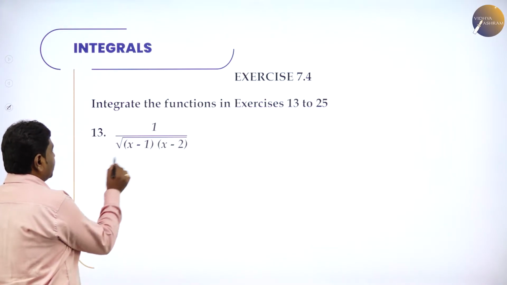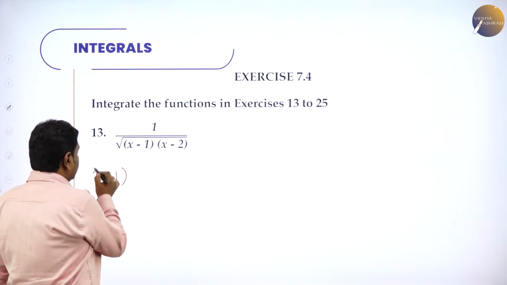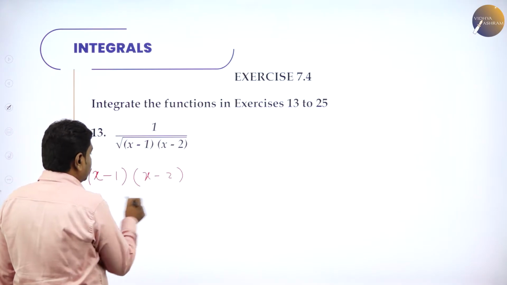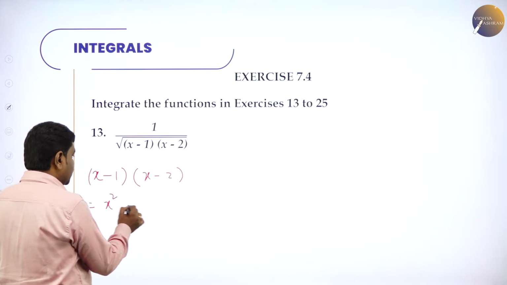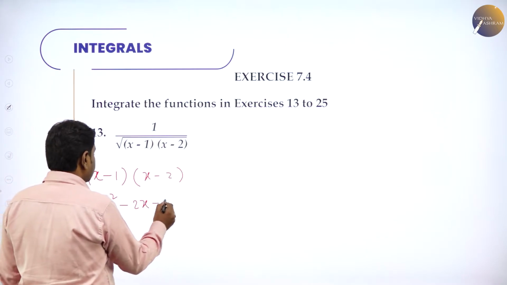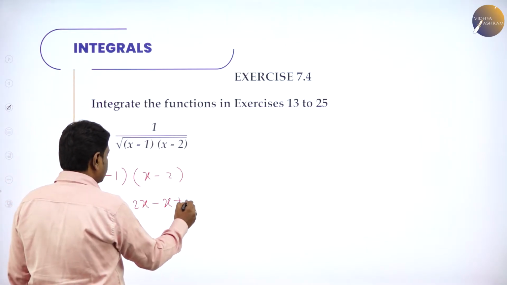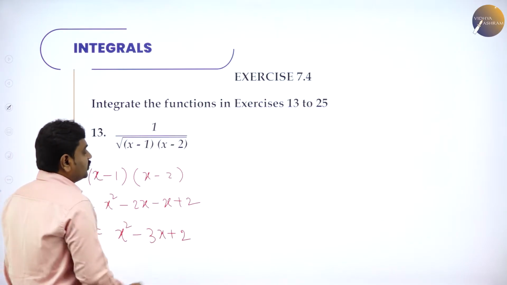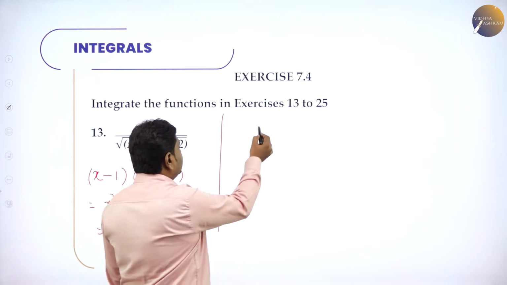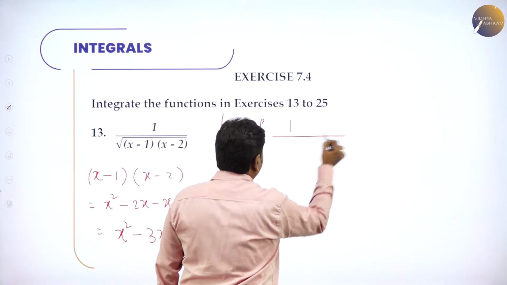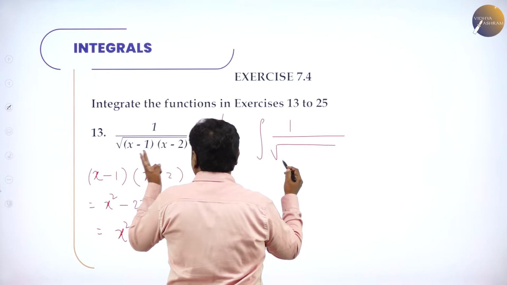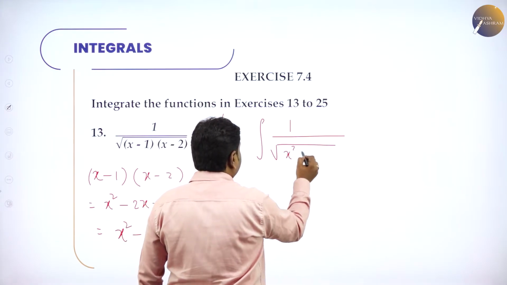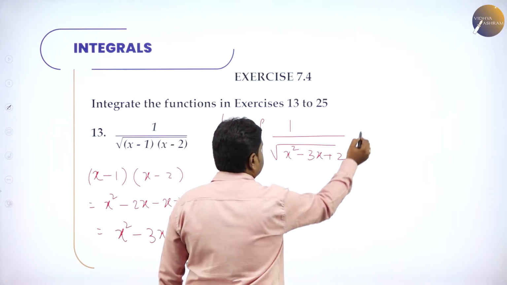So now simplify this. x minus 1 into x minus 2, if you multiply, you'll get x square minus 2x minus x plus 2. Okay, now we'll write x square minus 3x plus 2. So now the given problem can be written as integral of 1 divided by root of x minus 1 into x minus 2, which can be written as x square minus 3x plus 2, with respect to x.